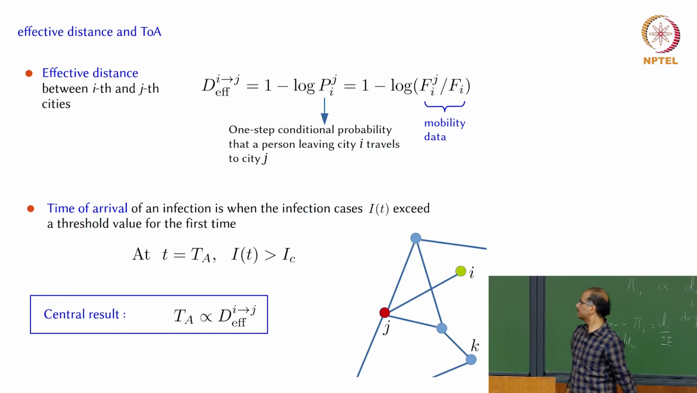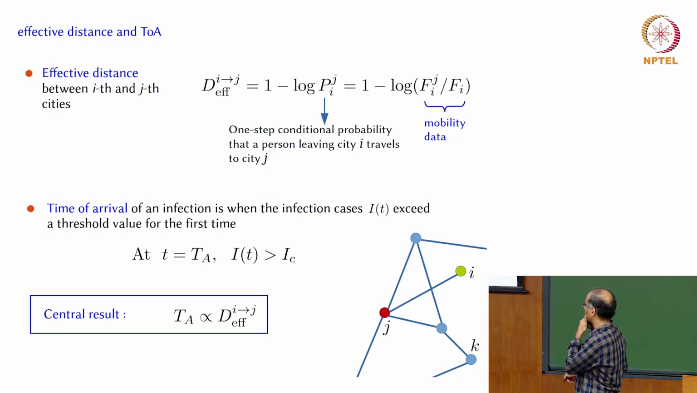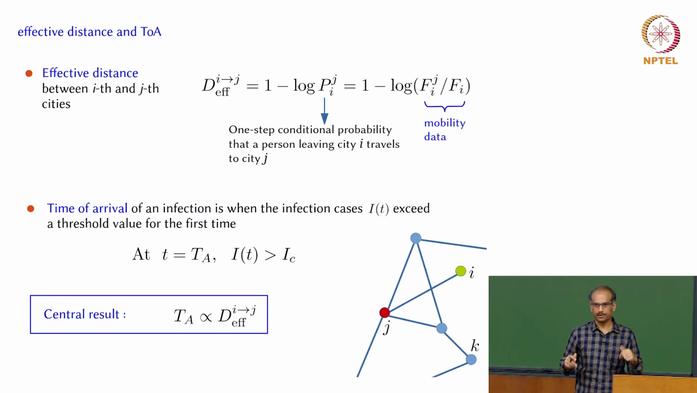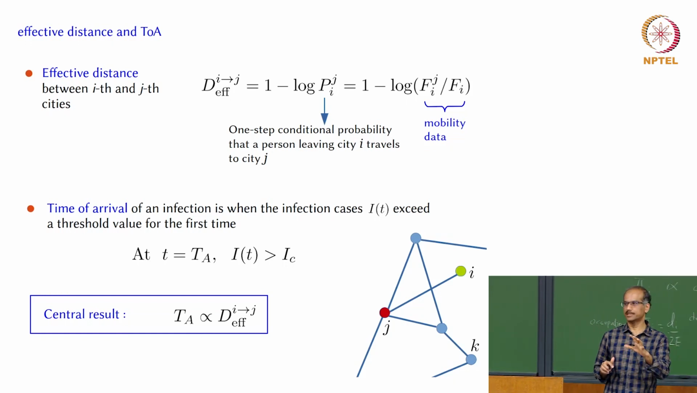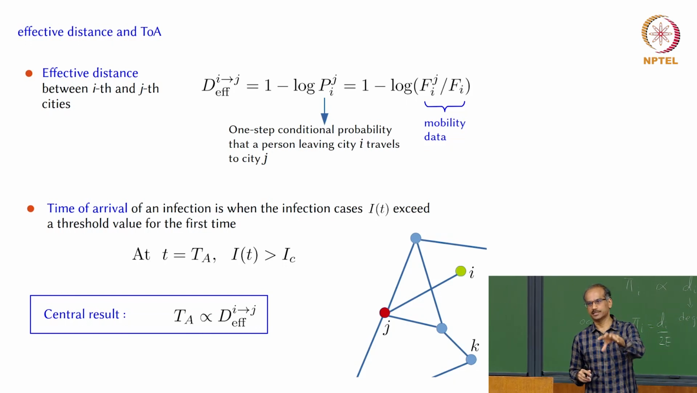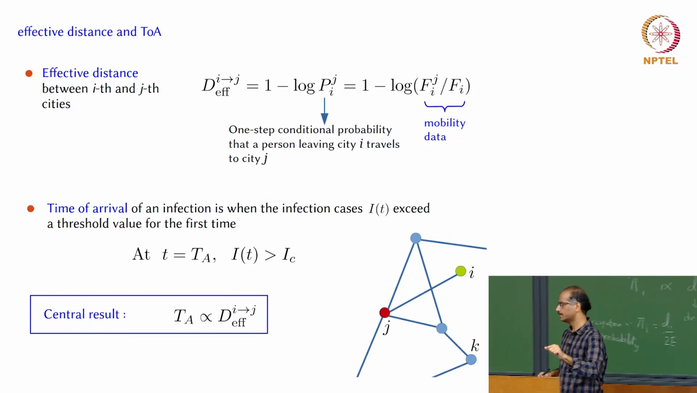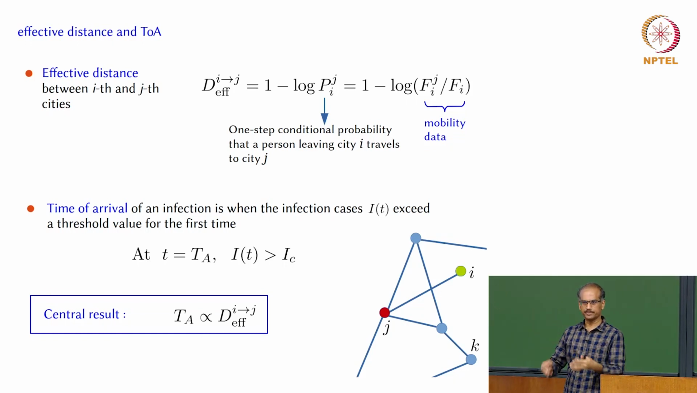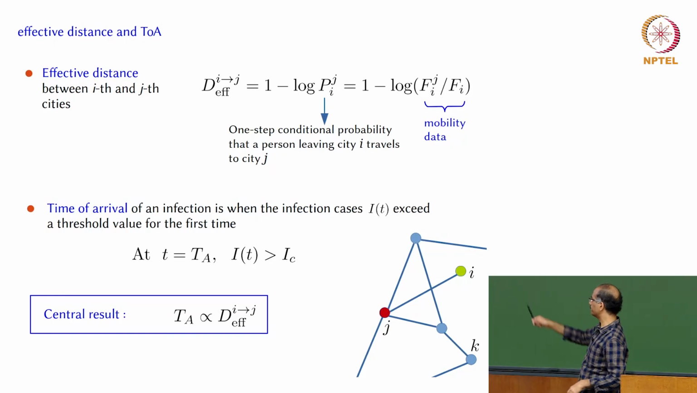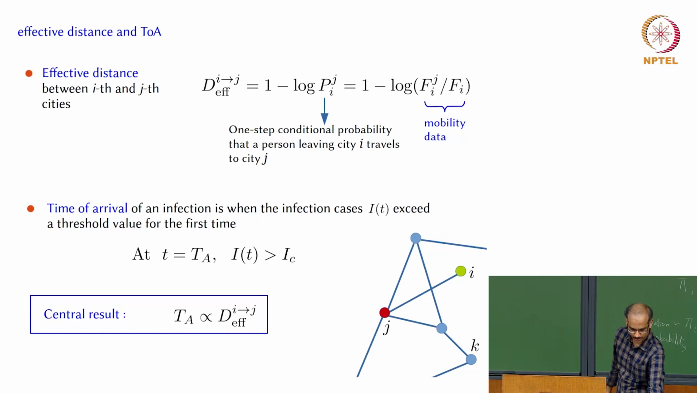The central result is the time of arrival of the infection. Keep in mind that you have already declared one city as the outbreak location. That is fixed, part of the initial condition for the problem. Then you are asking what is the time of arrival at all other towns and cities, and this time of arrival is proportional to this effective distance. So that is the central result.